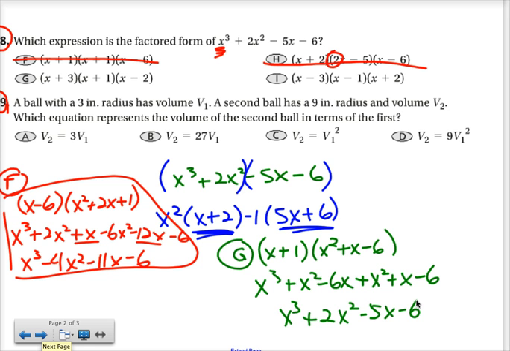And that one ends up being the correct one. So again, just thinking about the signs there, we could kind of eliminate I and just go with G.